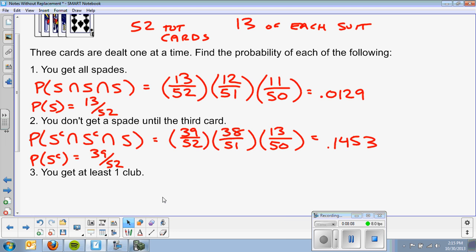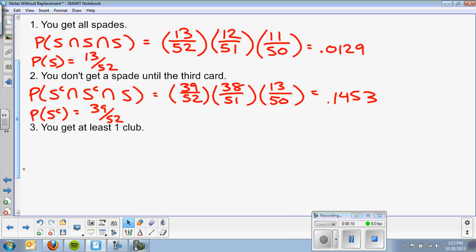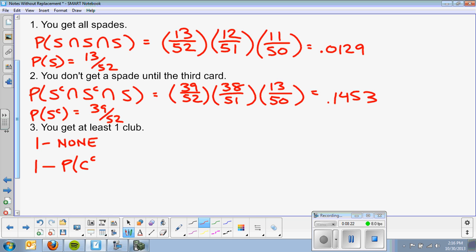Okay, last one. I get at least one club. Now remember, at least one is 1 minus none. So it's going to be 1 minus the probability of no clubs. So no club, and no club, and no club. Okay?